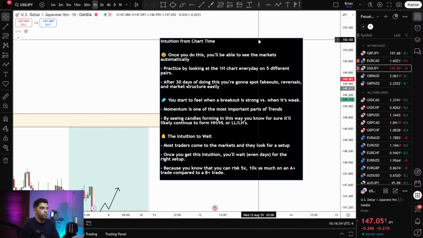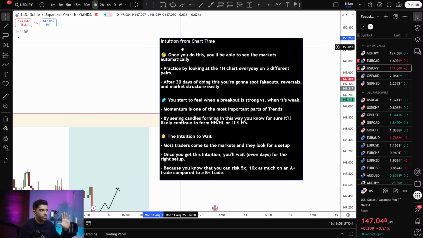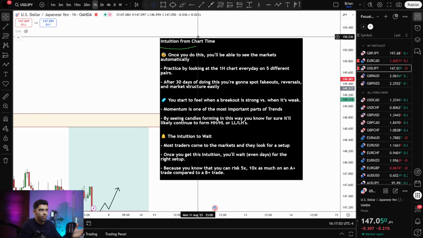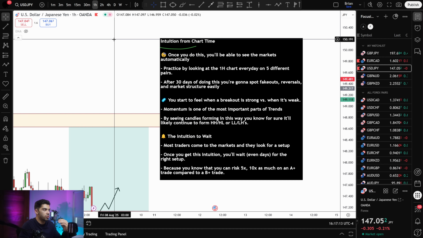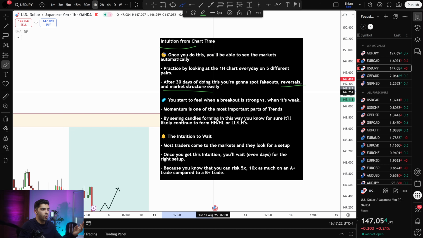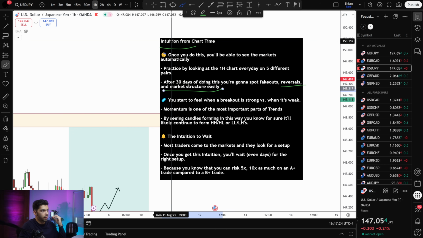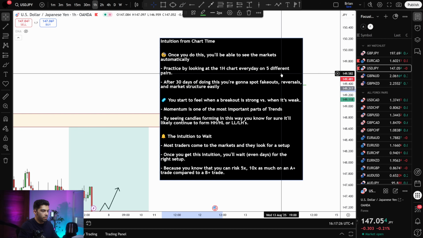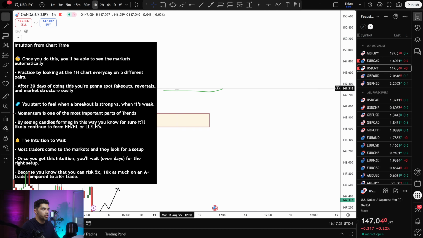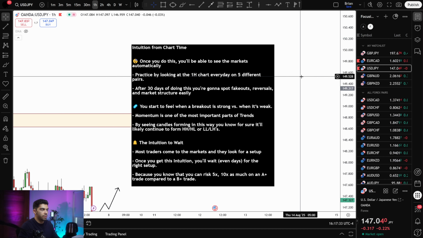So in order to get this intuition, practice every single day on the 1 hour chart on at least 5 different pairs. If you can do your analysis on 5 different pairs every single day, you're literally going to have market structure down to a T after doing this for 30 days. Because you're going to be able to spot fake outs, you're going to spot reversals, and you'll be able to spot market structure easily. This is crucial, and I think this is one of the main reasons why I've been getting so good at just simply knowing where the 1 hour time frame is going to go.